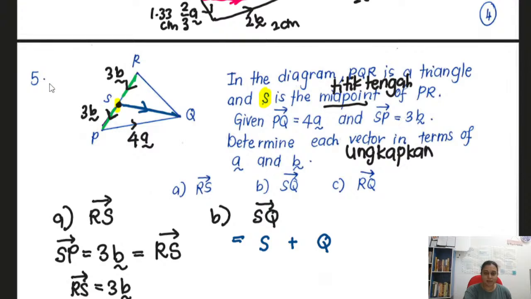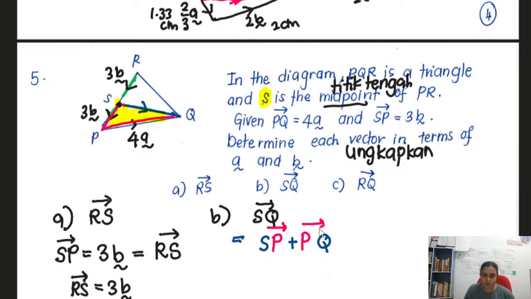Okay, after that, you go to your diagram. Pergi ke gambar rajah. Try to form a triangle. Cuba bentuk segitiga. Okay, daripada sini, S boleh pergi ke P, boleh pergi ke Q. Nampak segitiga? Can you see the triangle here? This is one triangle that you can form. Correct or not? So, SP, PQ.